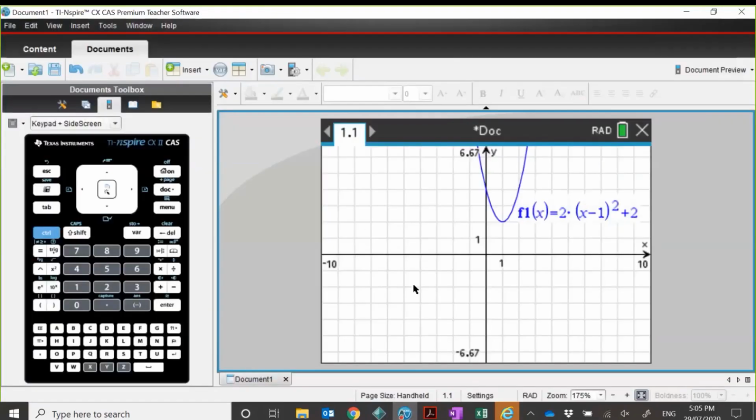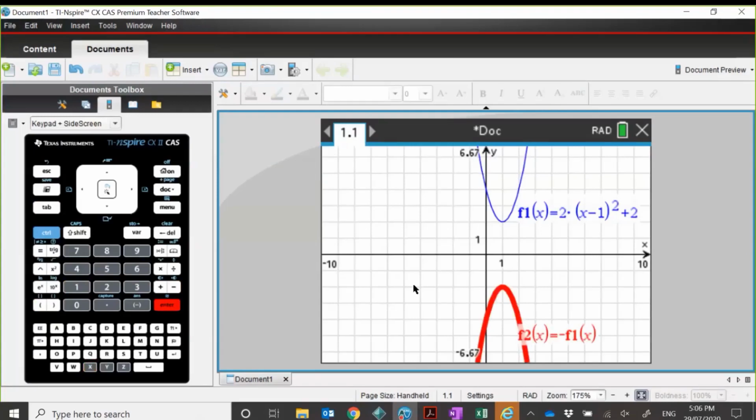So what we can do is we can enter a second function, and we're going to do a reflection. We're going to first of all reflect in the X axis, so we're going to flip that parabola upside down, and to do that we just make the original function negative. So if we type in negative function 1 of X, I am reflecting my original function in the X-axis, and there is my first reflection.